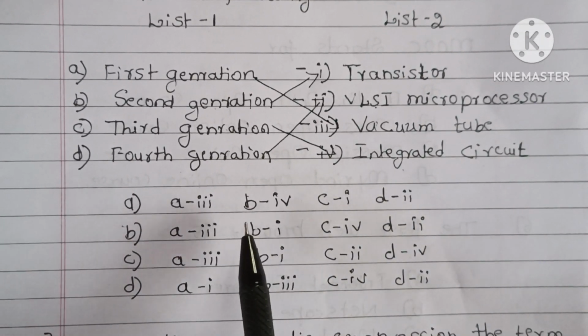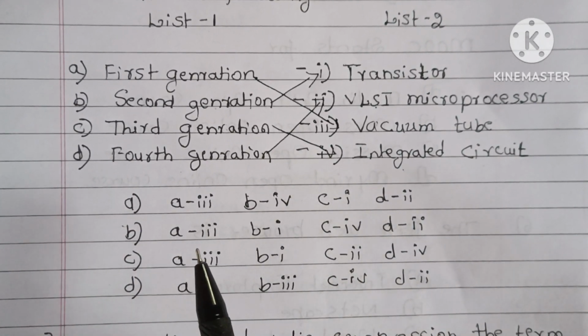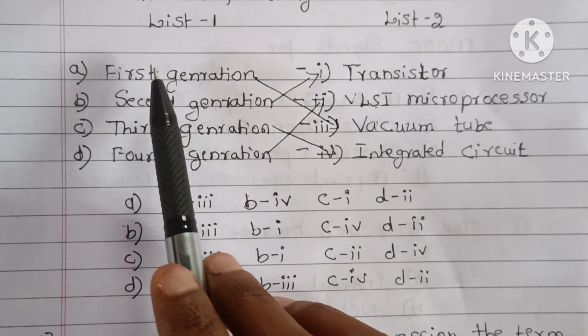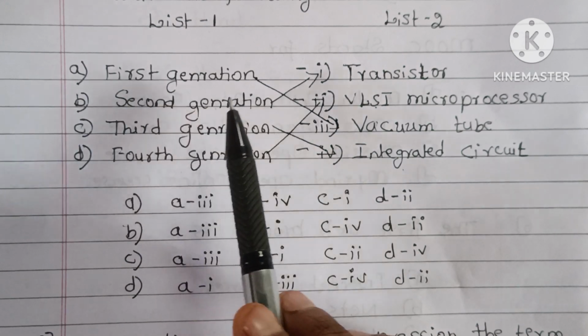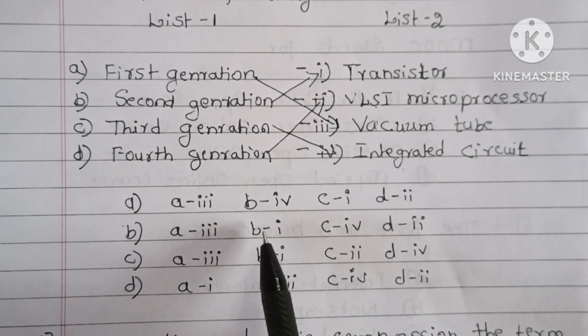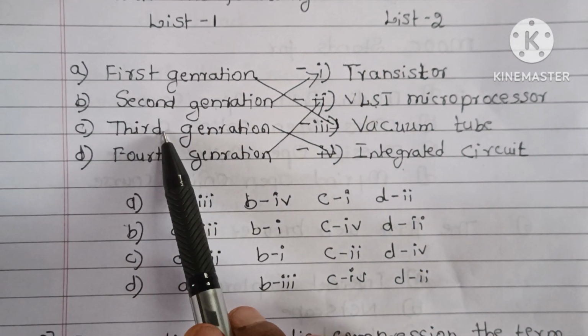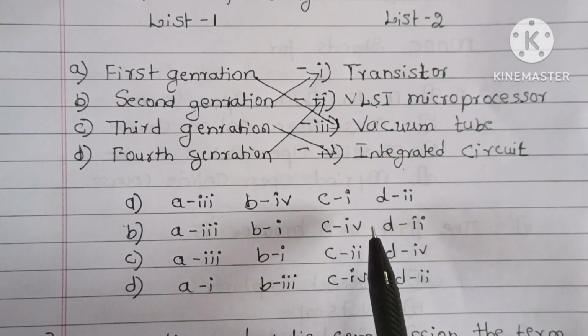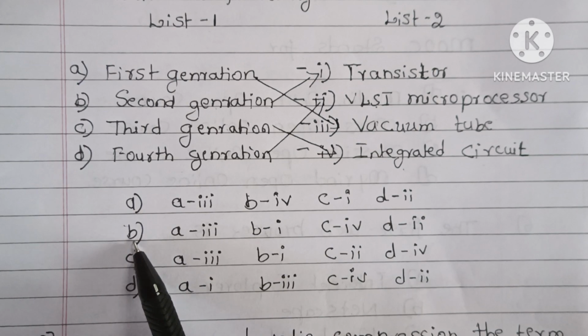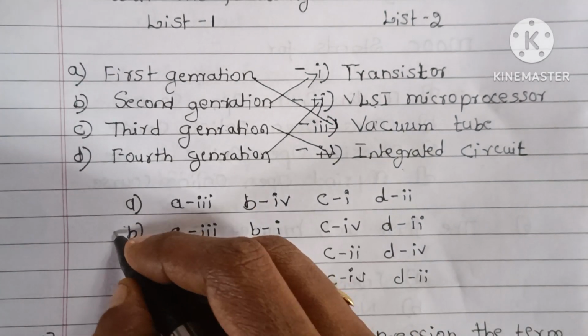So coming to the solution in the options, for A, third one, for B, first one, and third for the fourth one. So option B is the right answer.